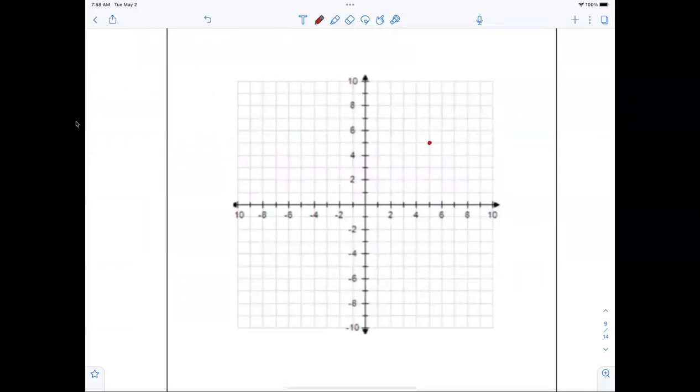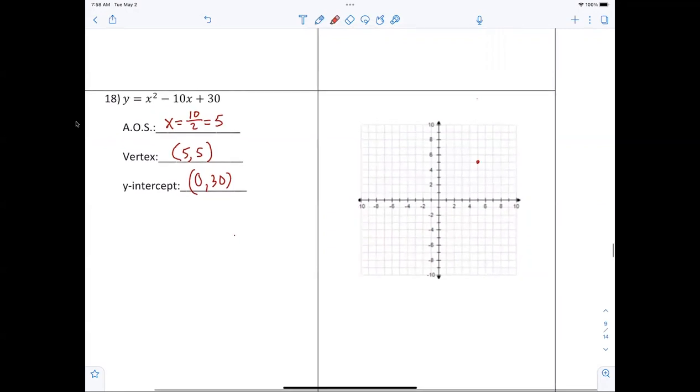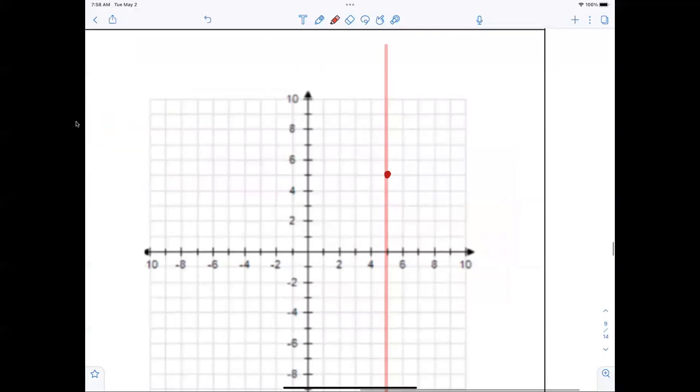Please listen carefully now. Here's how being smart is helpful, because we know that the a value is what? What's a? 1. So that's not really affecting the stretch. There is no stretch. That means from the vertex, if you go over 1, you should be going up 1. And left 1 would be up 1, because a is 1.